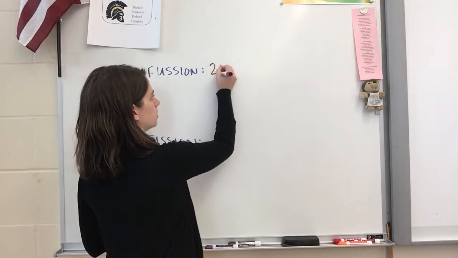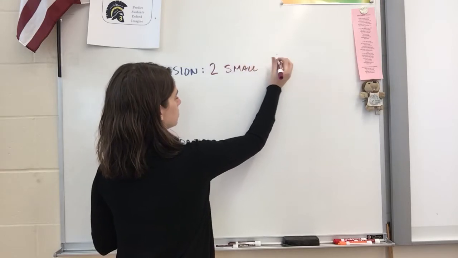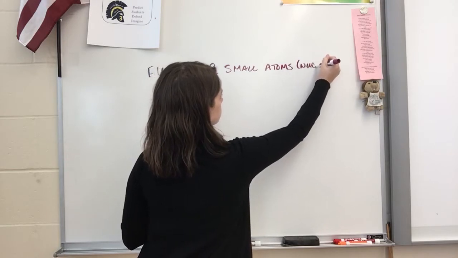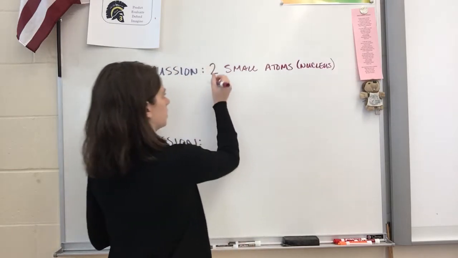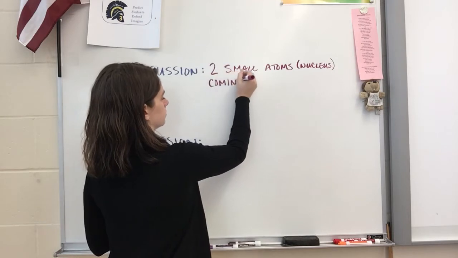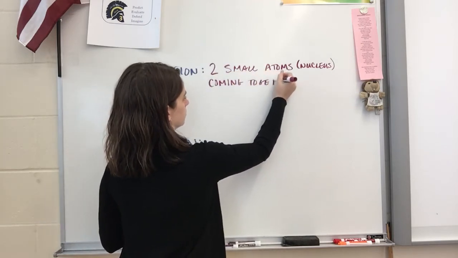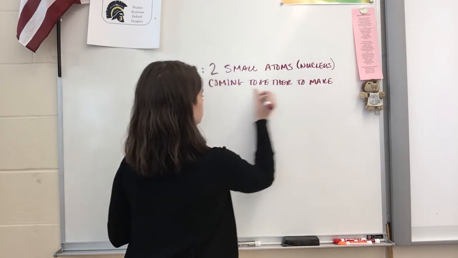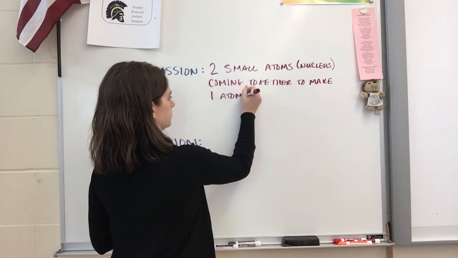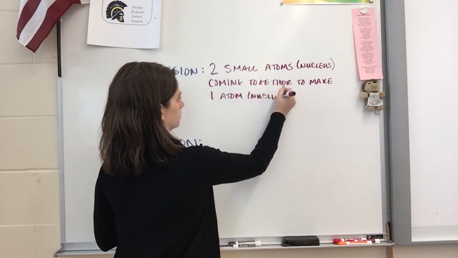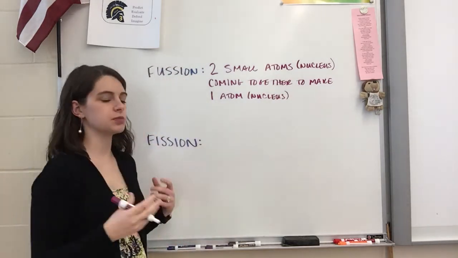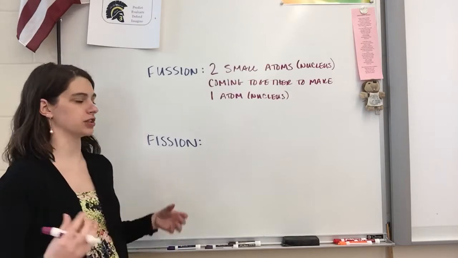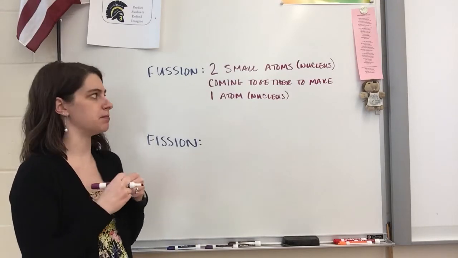So two small atoms, specifically the nucleus, coming together to make one atom. And so we're looking specifically at what's going on with the nuclei in this reaction. So in a fusion reaction, they're going to come together and they're going to stick together. They're going to make a bigger atom.